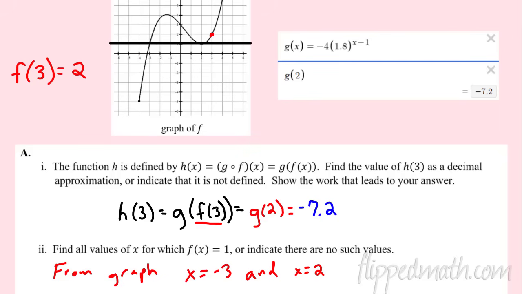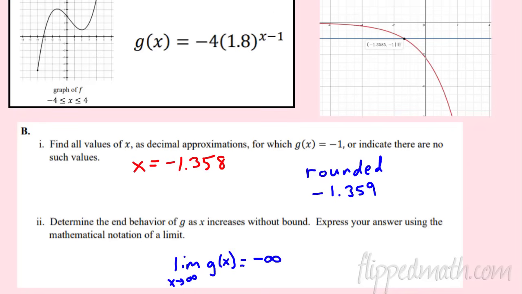Where does it touch? It looks like it touches a couple different places. It's going to be -3 and 2. So hopefully you see those points. At -3 it touches, and at 2. Awesome. So it's just backwards. Fantastic, so using the picture. Great. How about the next part here?